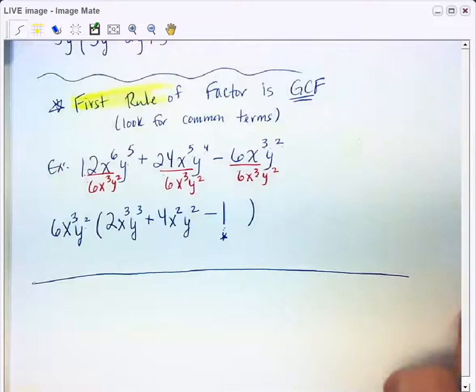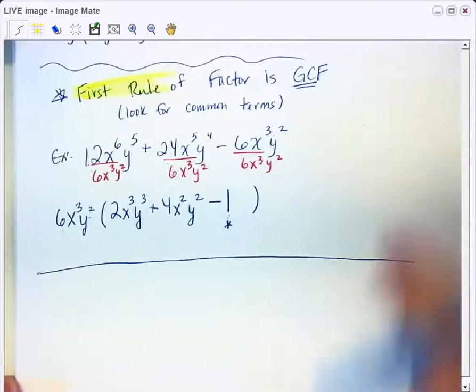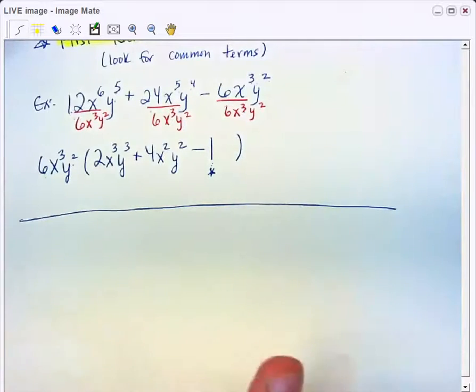Look for a common term. What I'm doing today is pretty much giving you notes for the next two assignments so that if you want to go ahead and work on those, you can. Okay.